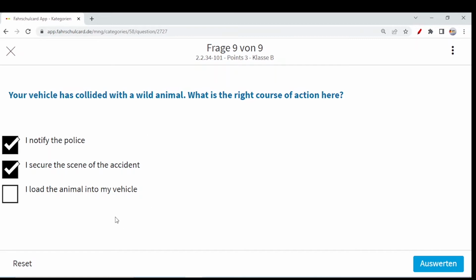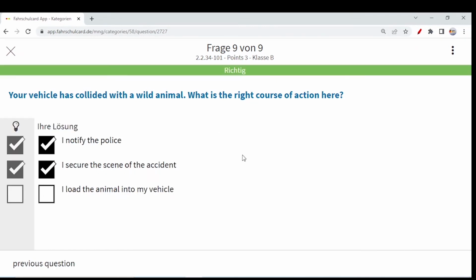I load the animal into my vehicle. In any case, you can never load any wild animal in your vehicle. It is not allowed. Maybe you need to get some special permission, but anyhow it is not correct to hit a wild animal, put it in the car, and carry on your journey. No, it's not allowed. So anyhow, the first two options are correct.